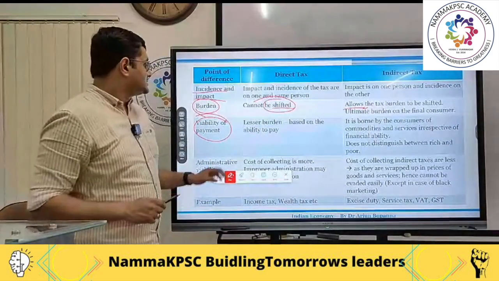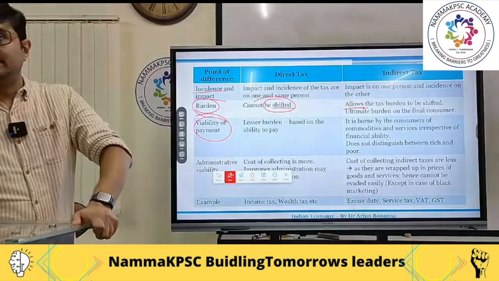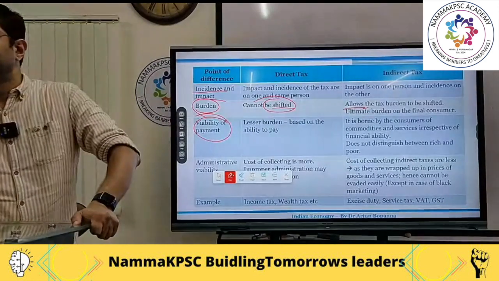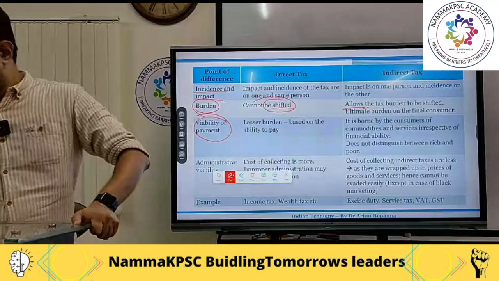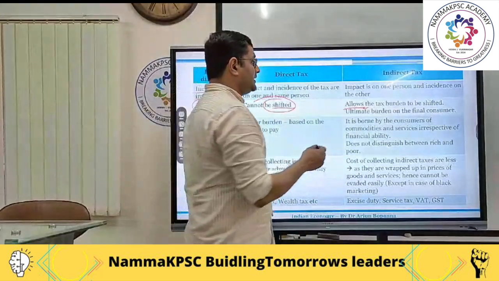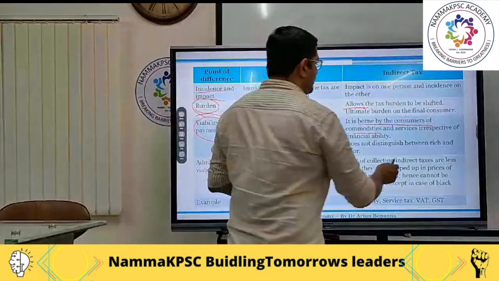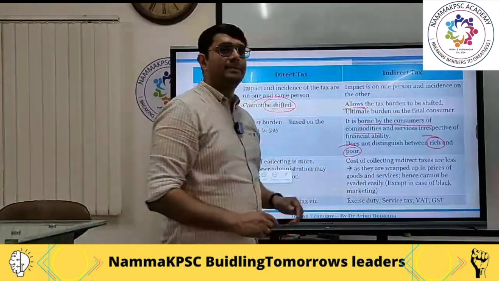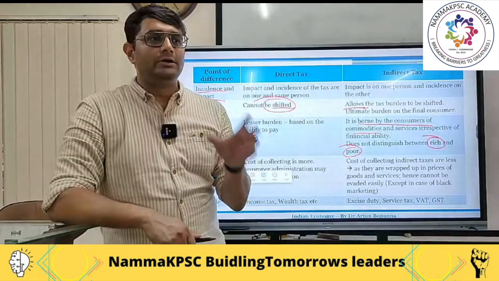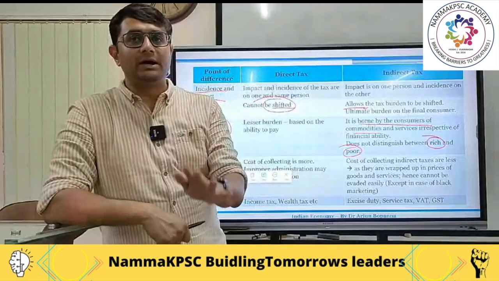Then, ability of payment. Direct tax is less of a burden on people because it is based on ability to pay. Whereas indirect taxes are proportional, so everybody has to pay the same tax. It is borne by the consumer irrespective of their ability to pay. On both rich and poor, it is the same. It does not distinguish between rich and poor. You take a biscuit packet, you pay the same tax. A person on the street also pays the same tax. Ambani also pays the same tax.